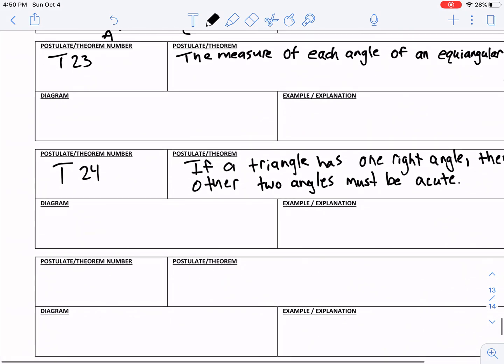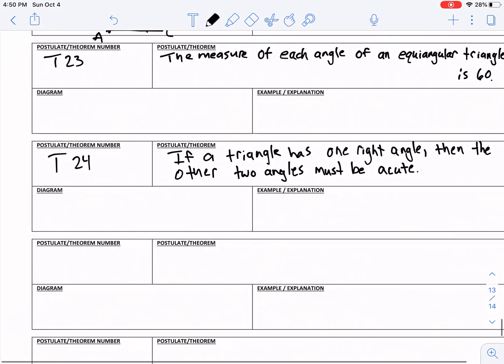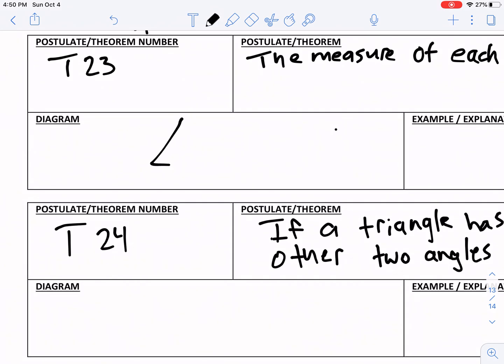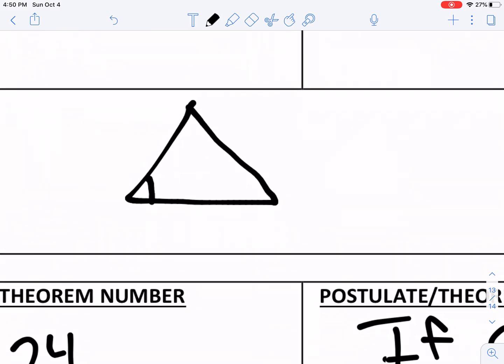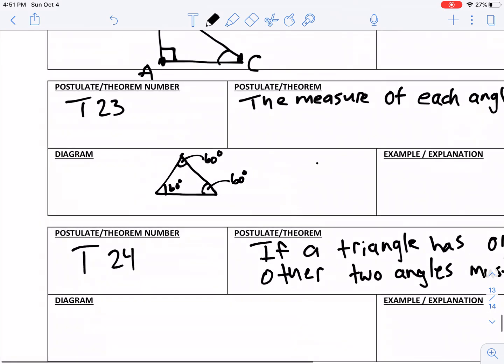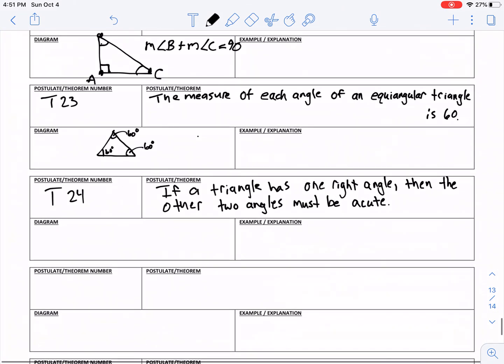They're complementary. Okay? Now T23. The measure of each angle of an equiangular triangle is 60, okay? So if I have an equiangular triangle, remember all angles are the same, then each angle has to be 60 degrees, okay? This angle would be 60 degrees, this angle would be 60 degrees, and this angle would be 60 degrees. So if I have an equiangular triangle, each angle is 60 degrees.